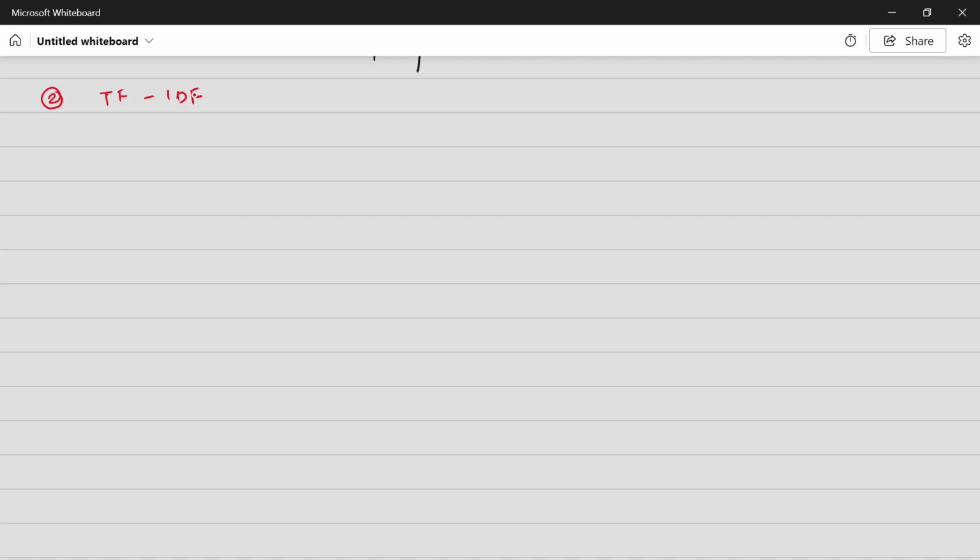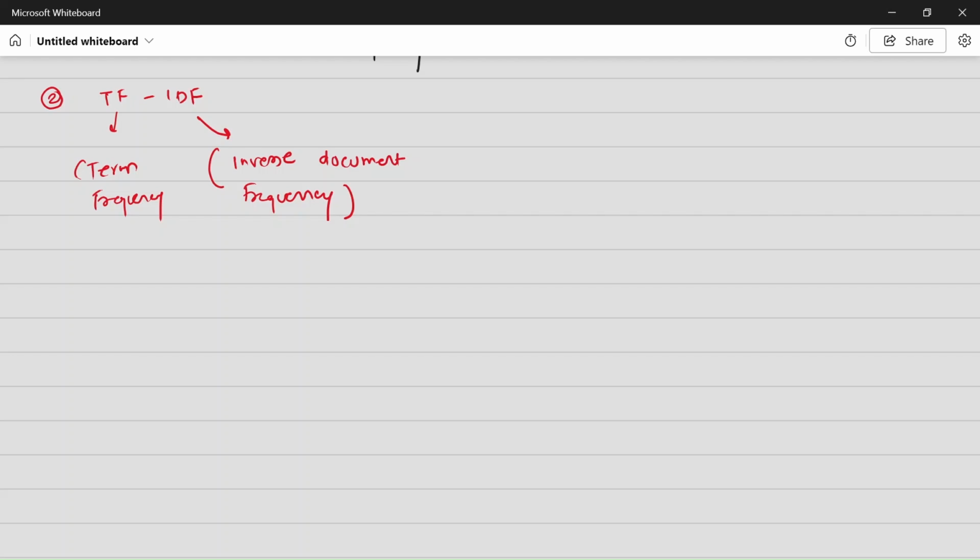So what is the full form of TF-IDF? TF stands for term frequency, and IDF stands for inverse document frequency. This TF-IDF is built upon the bag of words.